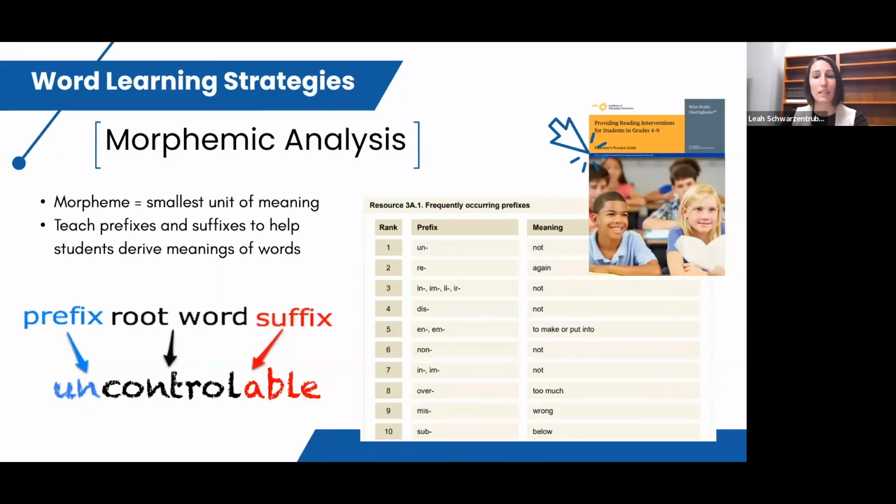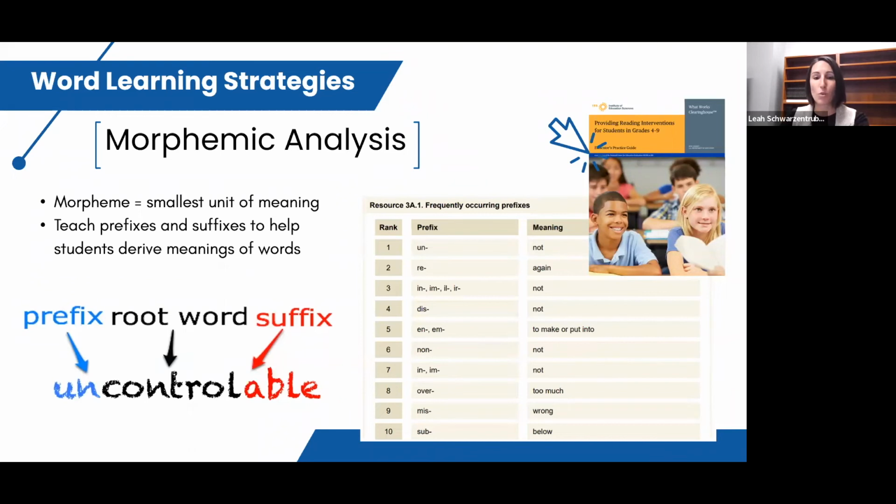Beginning with morphemic analysis, it's important to acknowledge that students' knowledge of prefixes, suffixes, and root words will help students in reading multisyllabic words. If your board does not have a sequence for teaching prefixes and suffixes, start by teaching commonly used prefixes. We've linked the practice guide on providing reading interventions for students in grade 4 to 9 from the Institute of Education Sciences. This document provides a ranked list of the most frequently occurring prefixes, suffixes, and root words with their meanings.